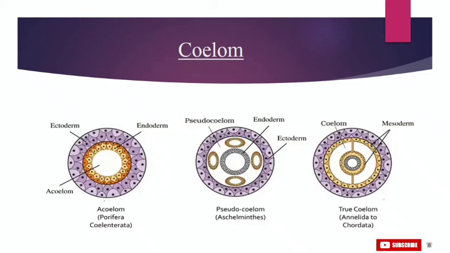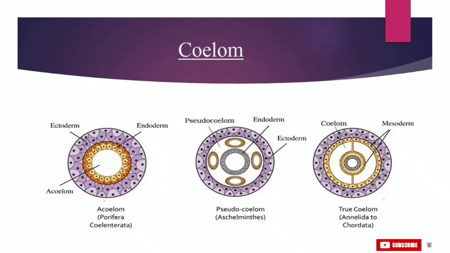Then next is pseudocoelomates. Pseudocoelomates means no true coelom is there, as mesoderm is present in scattered pouches between ectoderm and endoderm, and this type of pattern can be seen in Helminthes. Now last is true coelom, that is coelomates, animals that have coelom. An example of this type of pattern can be seen in annelids, arthropods, molluscs, echinoderms, chordates and so on.